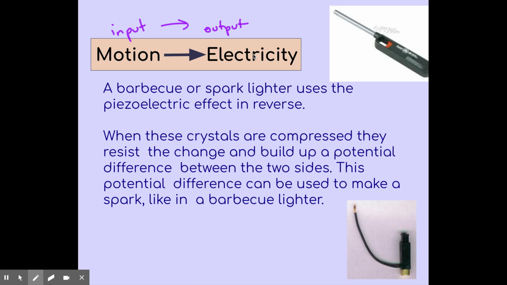You're going to say, well, it actually creates a flame. The only reason it creates a flame is because you have gas that's released when that spark is released. So the spark is actually your electrical energy. It lights the gas, and then you get thermal energy.